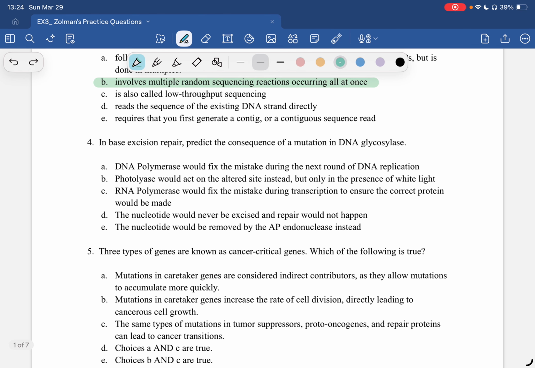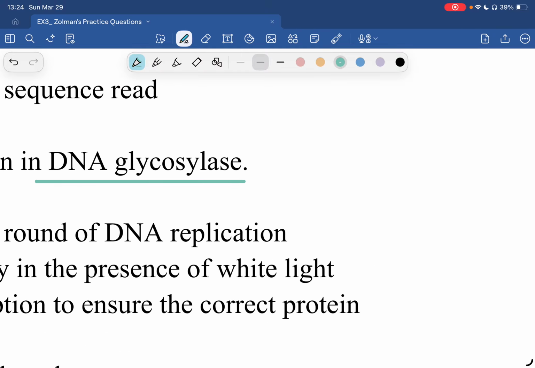Okay, the next one, base excision repair. Definitely become familiar with what base excision is. I think there's a video posted about this, so go watch Tim's video explaining exactly what base excision repair is. However, in base excision repair, predict the consequence of a mutation in DNA glycosylase. So remember what DNA glycosylase does. This is your keyword here. Remember that it's responsible for recognizing and removing the damaged or incorrect bases by cleaving the N-glycosylase bond between the sugar and the base.